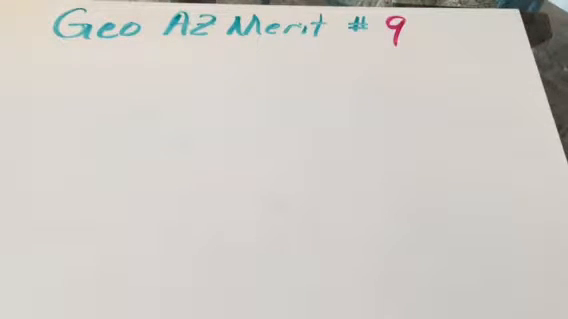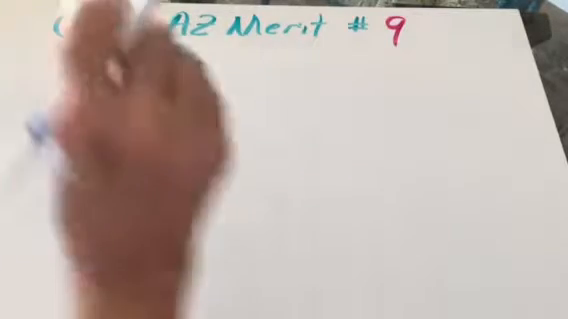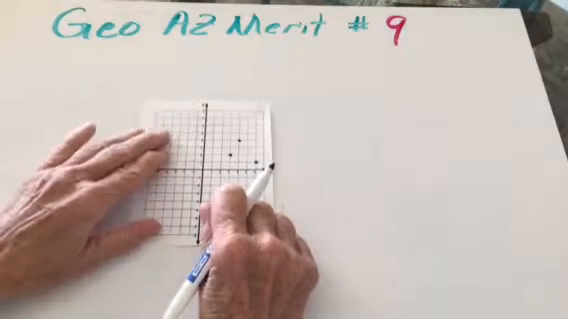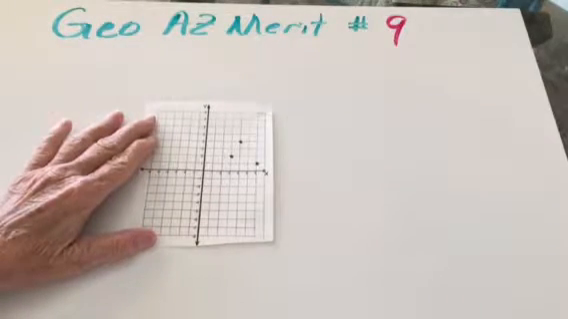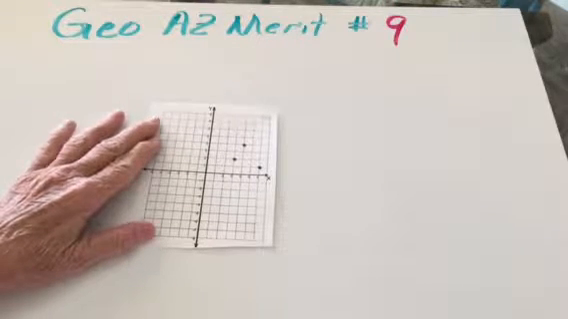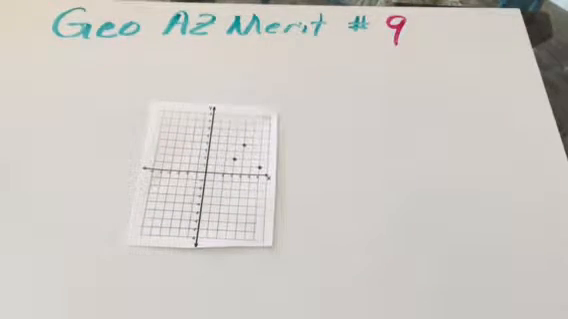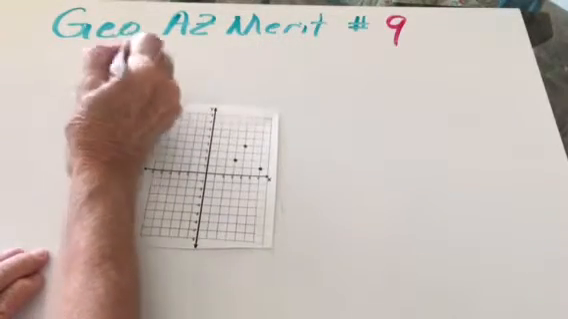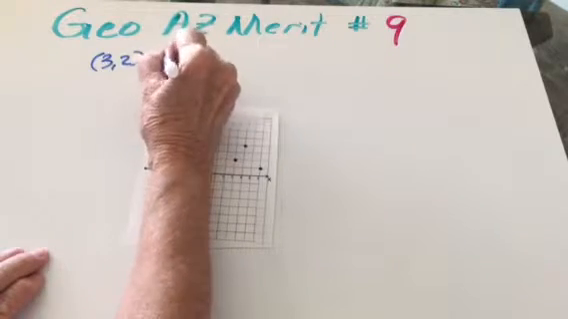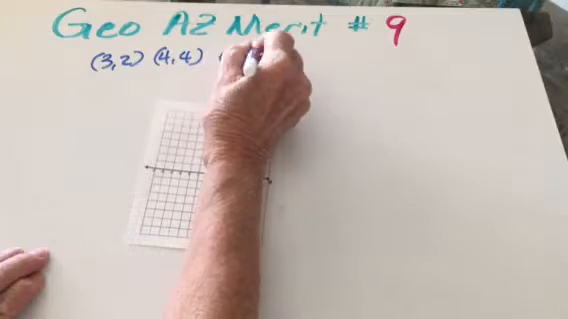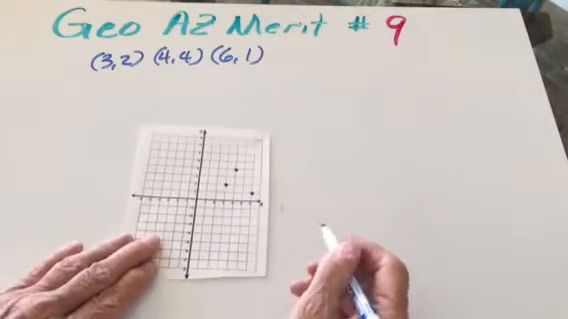All right, so I have a piece of graph paper. And guys, when you do this Arizona Merit Test, use the graph paper. Use anything you can to help you draw pictures of what's going on and everything else. All right. So here are the points. 3, 2, 4, 4, 6, 1, and we don't know what else.